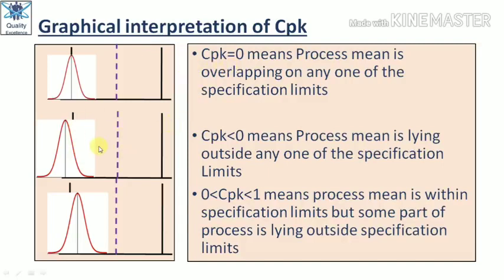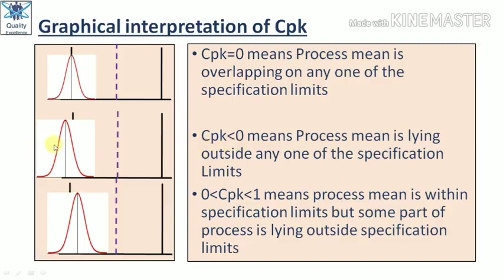In the second scenario, if you see here, the lower specification limit is this, and the process mean is lying outside the lower specification, and in that case your CPK will be less than 0. Here it was 0 because it was overlapping on the lower specification limit, where 50% of parts will be non-conforming parts, and here it is crossing the lower specification limit, so your CPK will be less than 0.